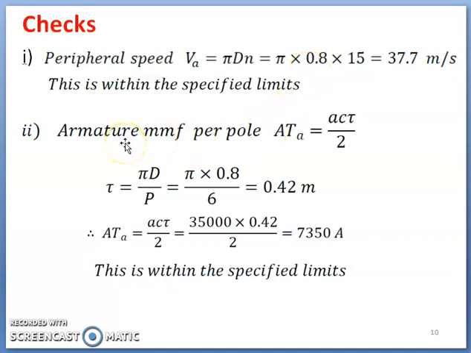Then one more cross verification, armature mmf per pole, it is given as AT a equal to AC by 2 into tau. Then tau is pi d by P. This pole pitch is inversely proportional to number of poles, and already we have fixed P as 6. So taking P as 6, tau is 0.42 meter and AT a is 735. This is within the specified limit.